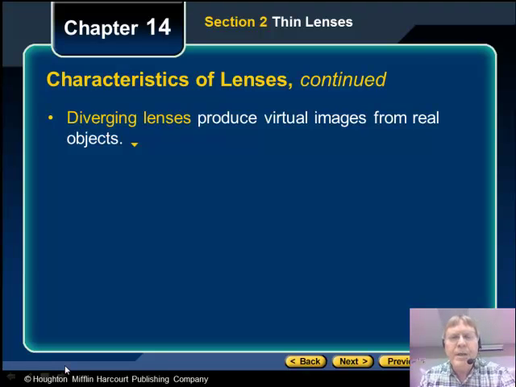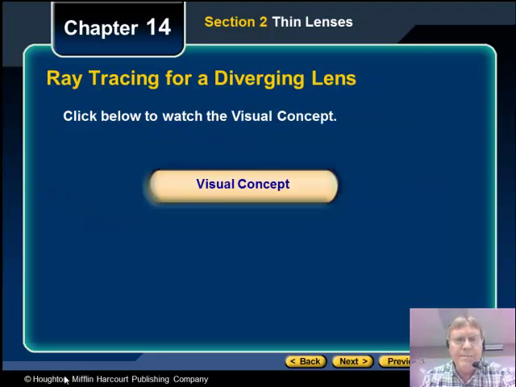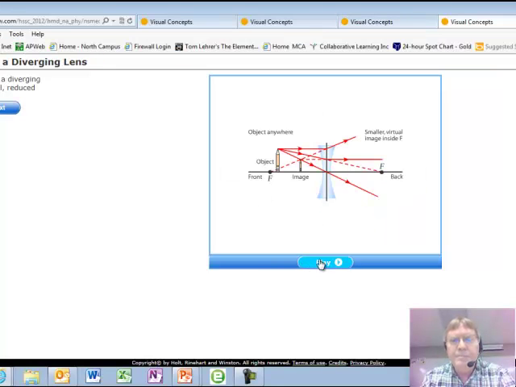Diverging lenses can only produce virtual images from real objects. Okay, the image is always virtual and smaller. That's the only image that you can get from a diverging lens, and you'll see that here. A diverging lens can produce only one kind of image, a virtual image.